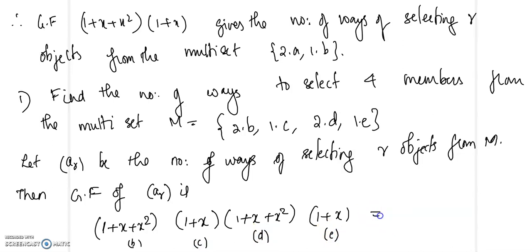So if you take the product of the first two, the product is going to be 1 + 2x + 2x² + x³. Then the remaining product is the same, so we get the whole square: (1 + 2x + 2x² + x³)². So therefore the number of ways of selecting 4 members from this will be the coefficient of x⁴ in this expansion.